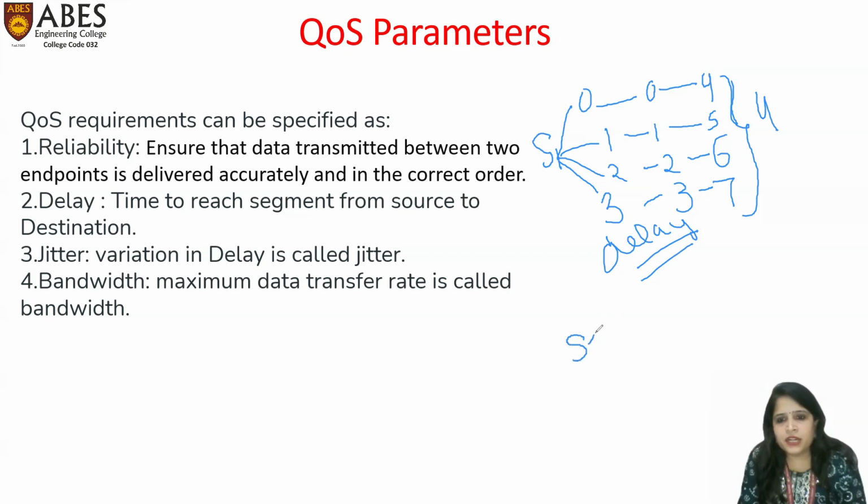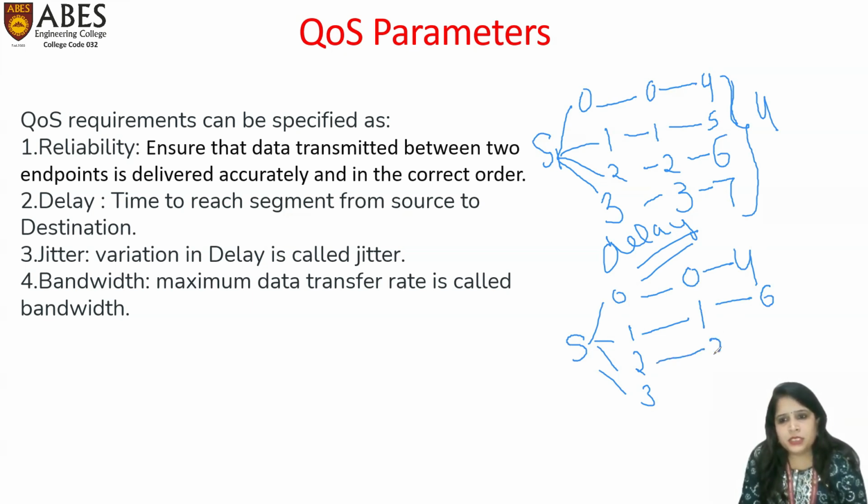Suppose a segment contains 4 frames: 0, 1, 2, 3. If frame 0's arrival time is 0 and the departure time is 4. Similarly, frame 1's arrival time is 1 and departure time is 6. Frame 2's arrival time is 2 and the departure time is 9. Frame 3's arrival time is 3 and the departure time is 11.